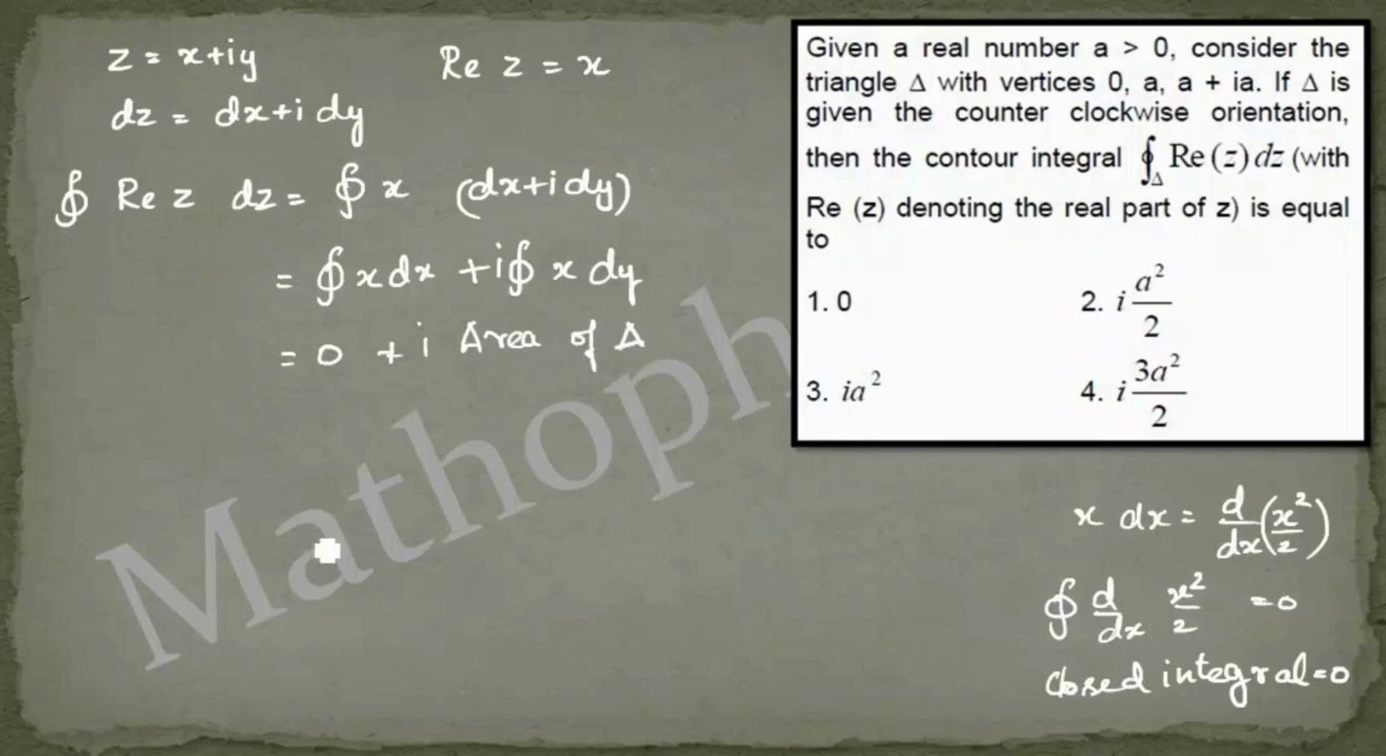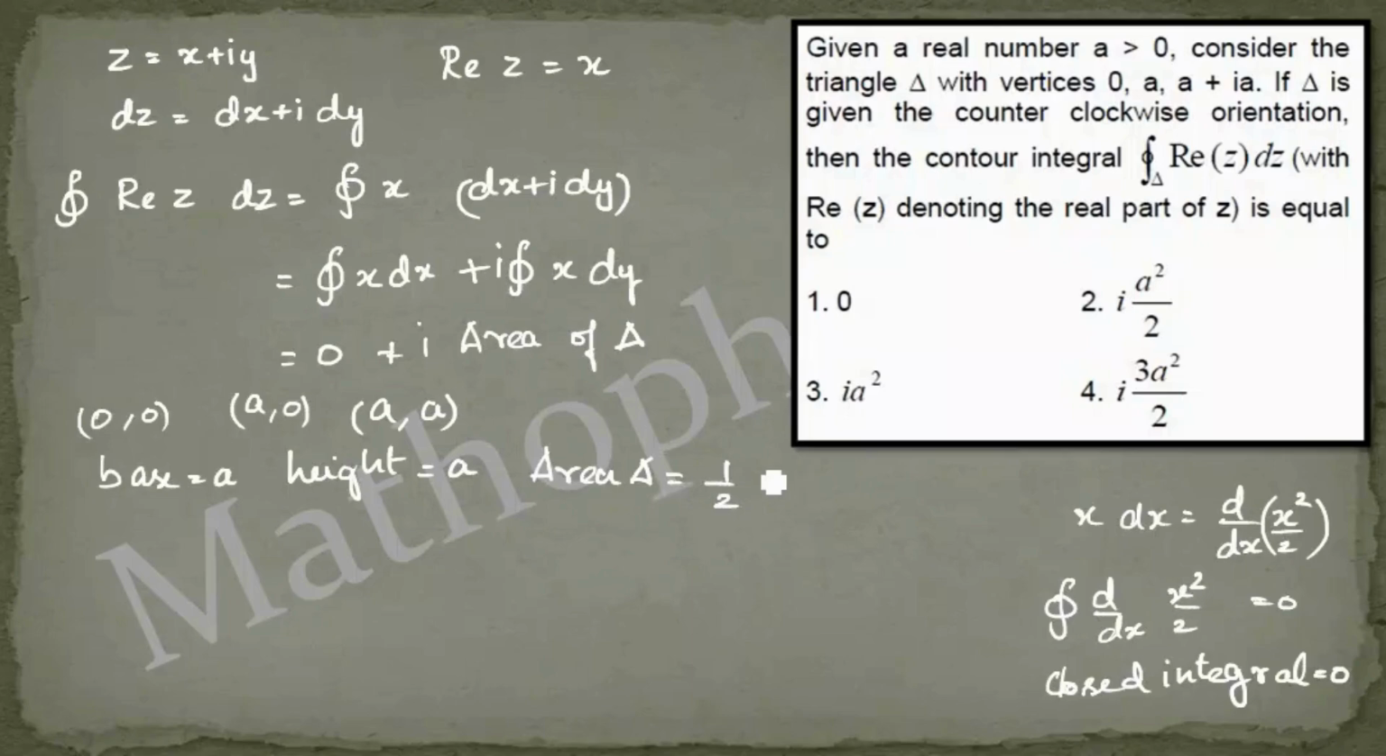area of triangle. So what vertices have they given for the triangle? 0, a comma 0, and a comma a. So it's a triangle with base a and height a. So area of triangle will be equal to half into base into height, which is a square by 2. So the integral value will be equal to a square by 2. So correct answer is option 2.